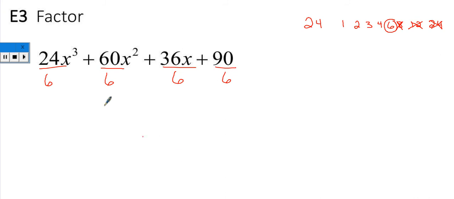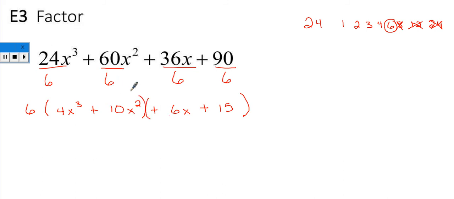That GCF is going to go out in front, 6, and what's going to be left inside is going to be 4x to the third plus 10x squared plus 6x plus 15. All I'm doing is dividing every single one of these by 6 and simplifying them. Now that I've done that, I'm going to go back to doing the exact same thing I've been doing. I'm going to factor by grouping, by separating it into 2 groups. I'm going to keep that 6 out in front.